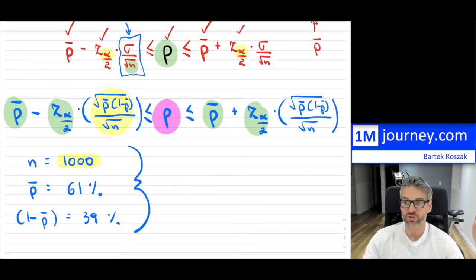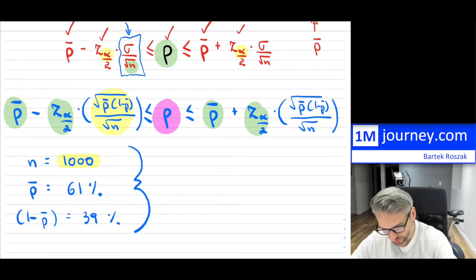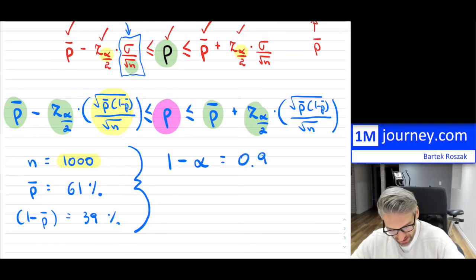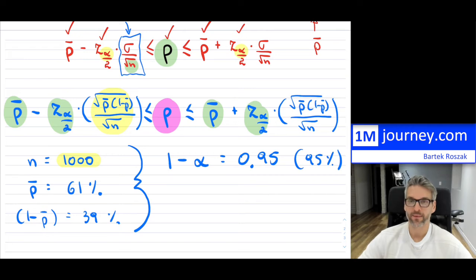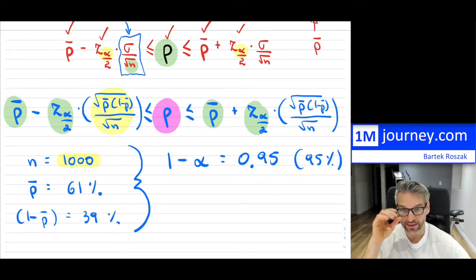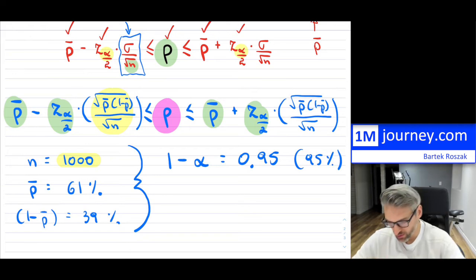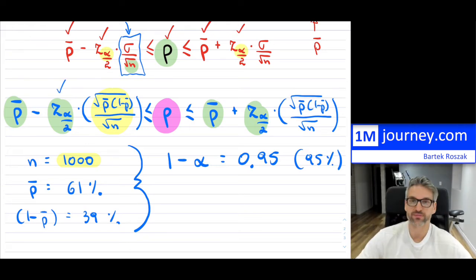Well, I would substitute everything within here. Now, what confidence level do you want to have? So let's say my confidence level, so 1 minus the alpha, is 95%. It's one of the common ones that we have. Now, from those common ones, the 95%, well, we know what that was with respect to these z-scores, right?